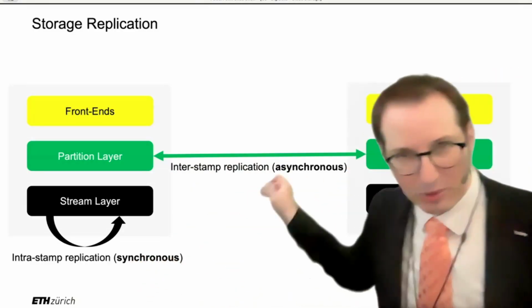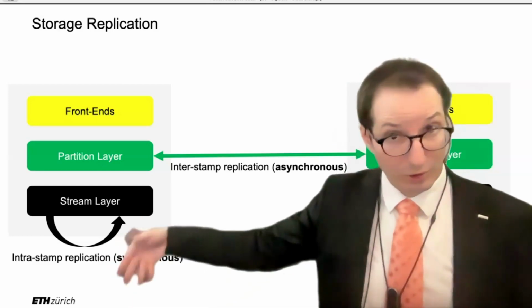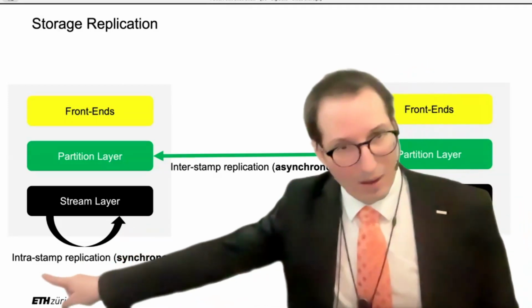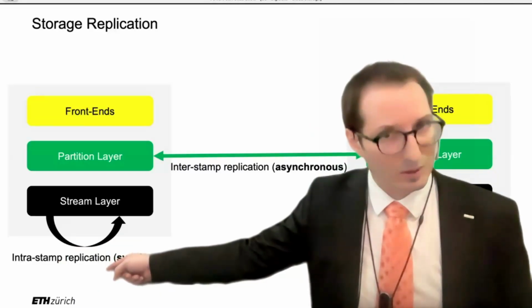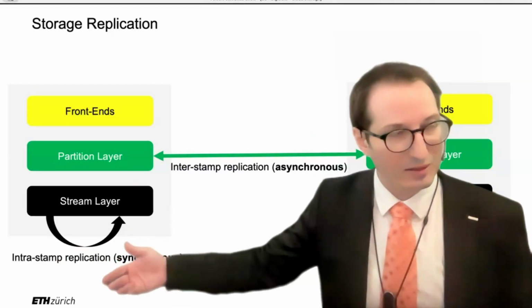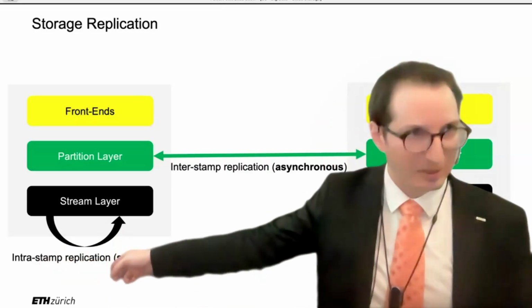What do I mean with synchronous, asynchronous? I mean that when you upload a new object or new blocks, it replicates them on one storage stamp, but you have to wait until it is done. So if you try to upload an object, the code is blocked until it has been replicated.